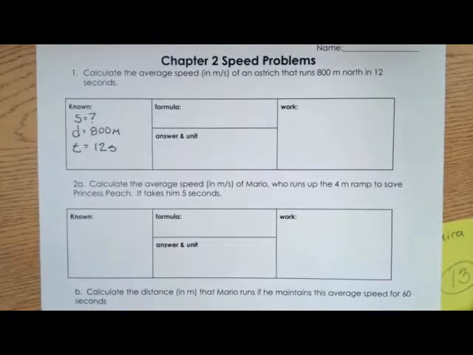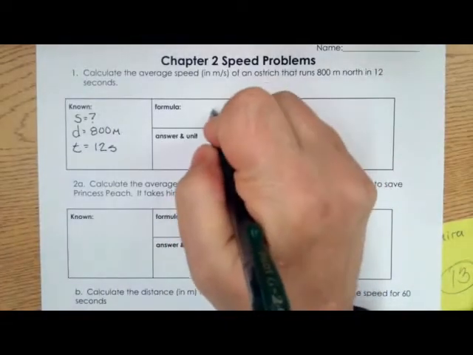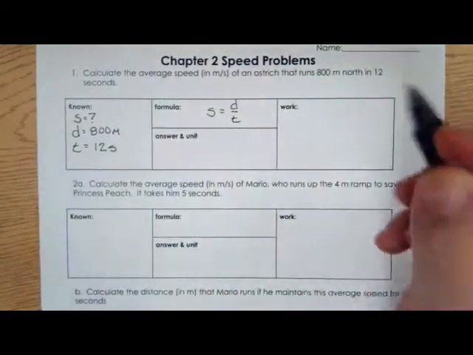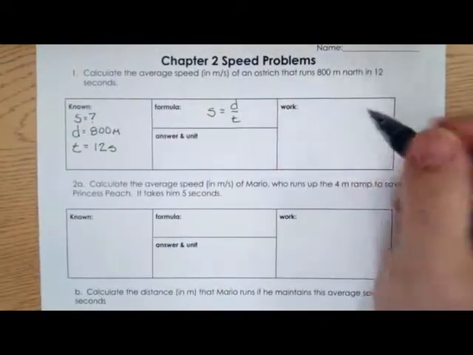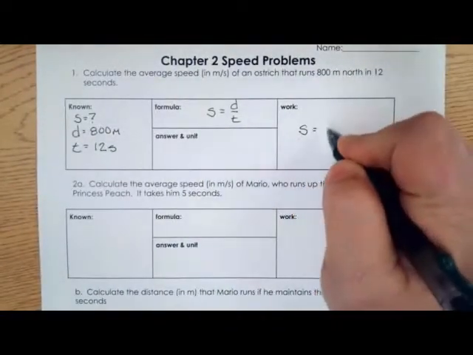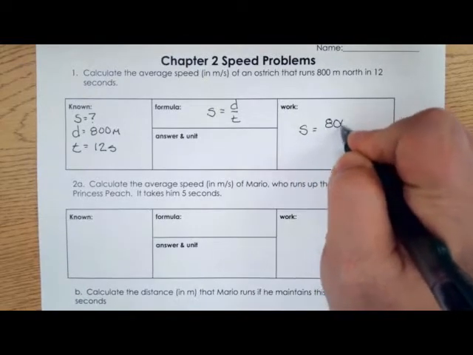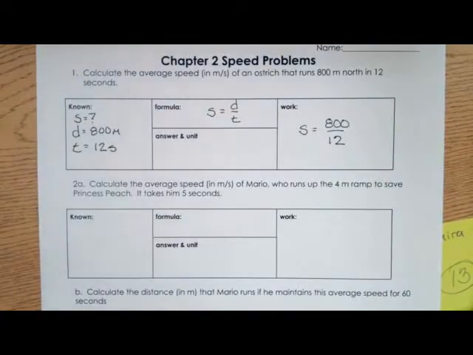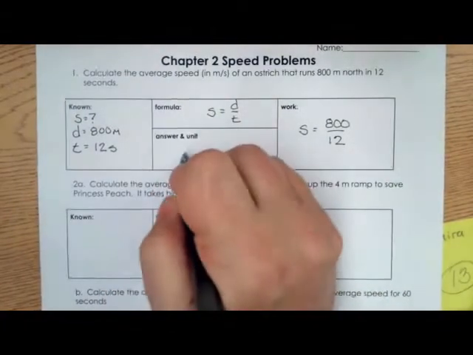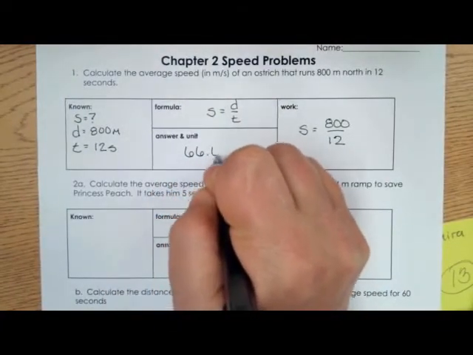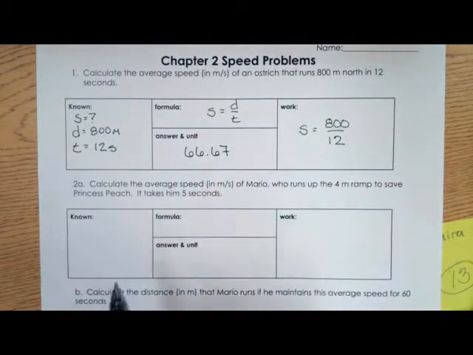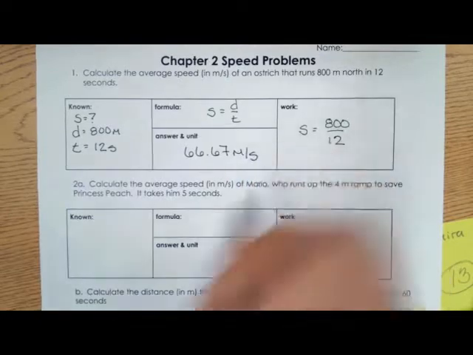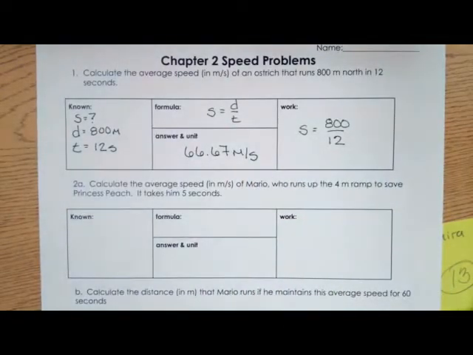So you only have one formula that you're working with so far, so that's got to be the one, S equals D over T. And then you're just going to plug into that formula. So S, which is what we're looking for, equals 800 divided by 12, which is our time. So when we do the math out, we end up with 66.67, remember rounding appropriately. And we got to put a unit on here, meters per second, because that's the speed unit.